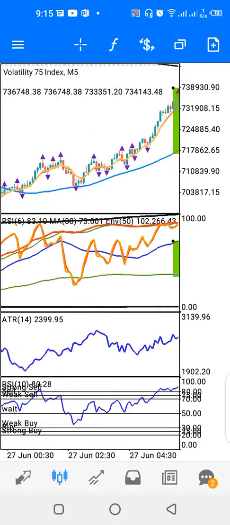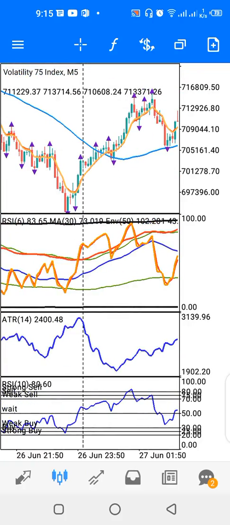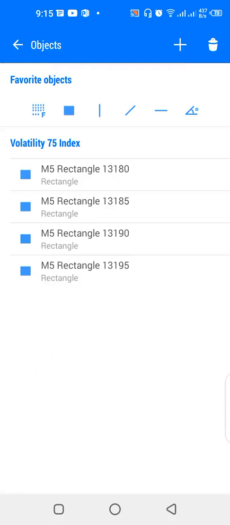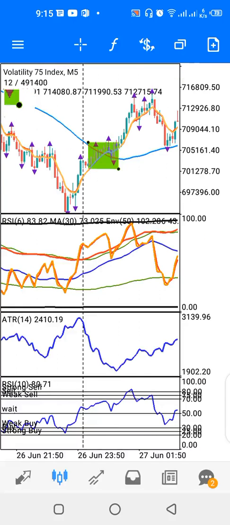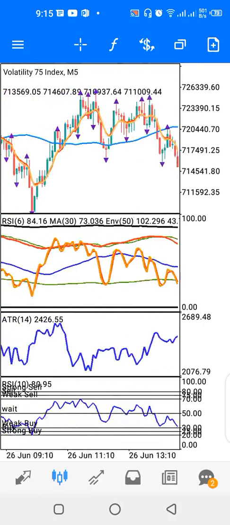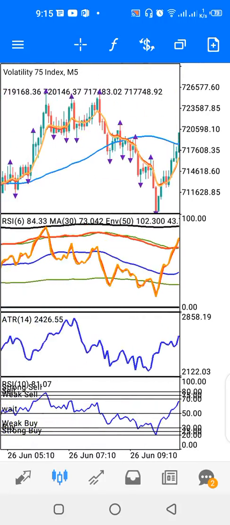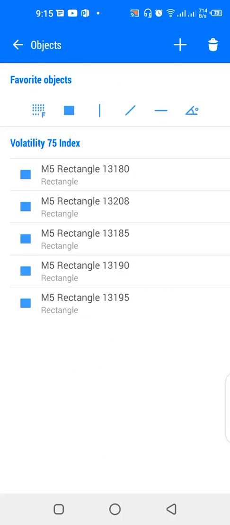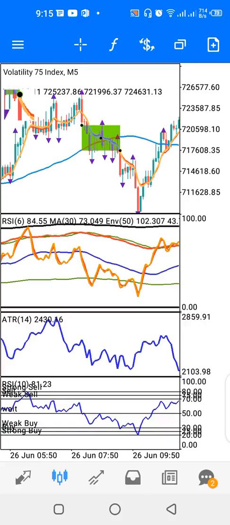Alright. The way the strategy works is when the orange and red lines on the main window cross above the blue line, that's a signal for you to buy. Okay. And when they cross below the blue line, that's a signal for you to place a sell trade.